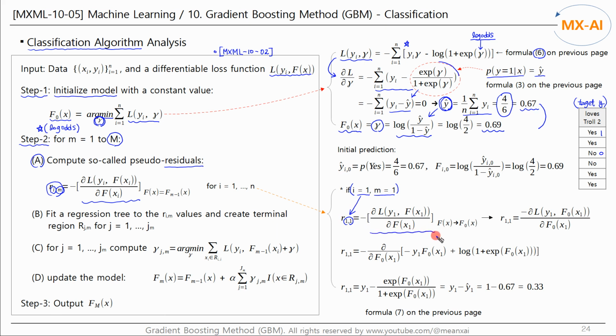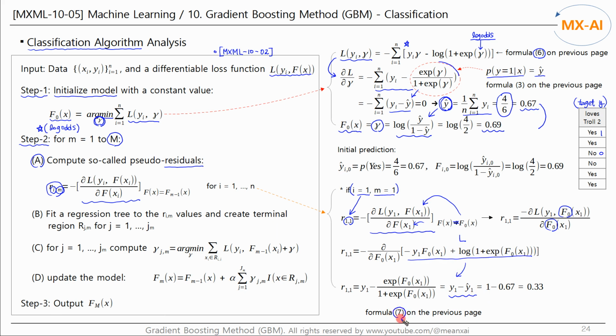Here, since f(x) is f0, we substitute f0 for f. Then it becomes like this. And substitute the binary cross-entropy for the loss function L. And if we differentiate this formula with respect to f0, we get this result. This is equation 7 on the previous page.